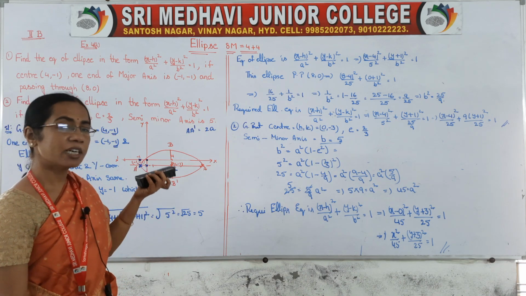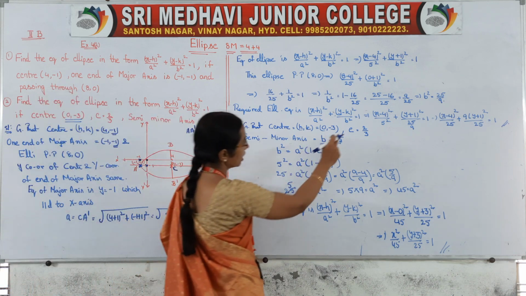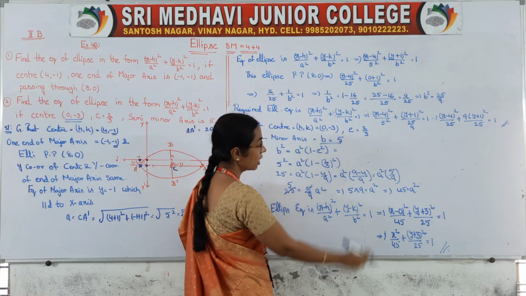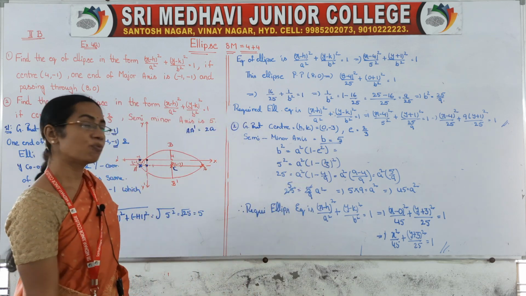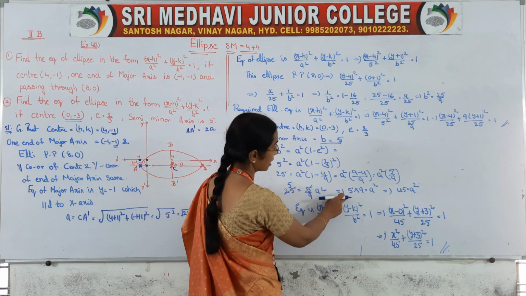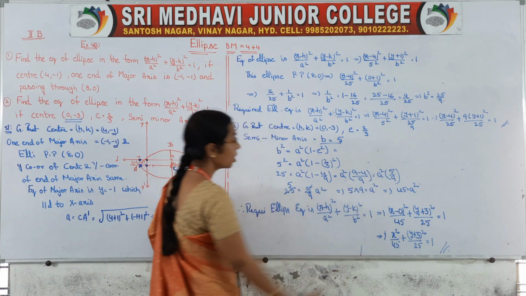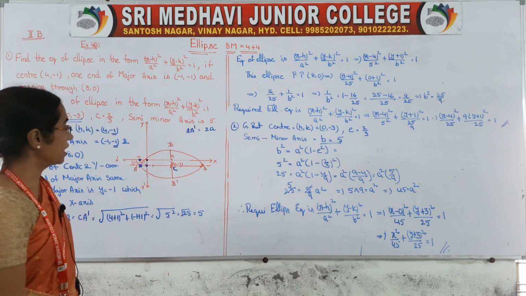h comma k is already given to you, right. By using this b value and e value, we can find our a value. Once we got a and b values, we can take our ellipse form, x minus h whole square by a square plus y minus k whole square by b square is equal to 1. Just substitute, you will get your required ellipse equation.